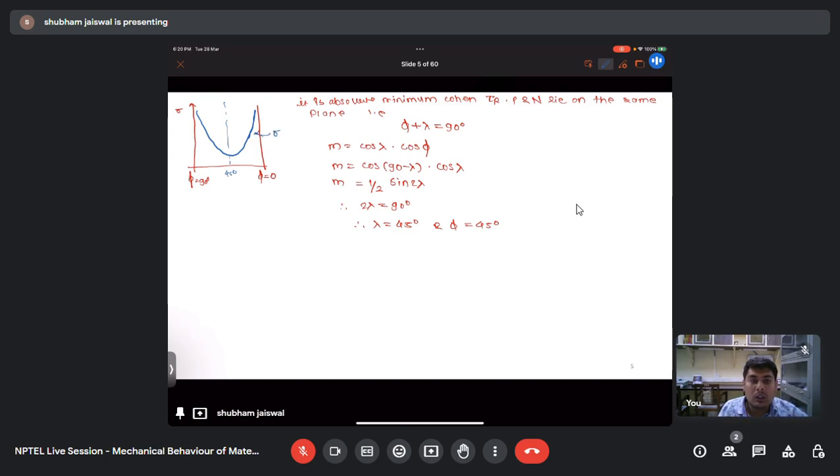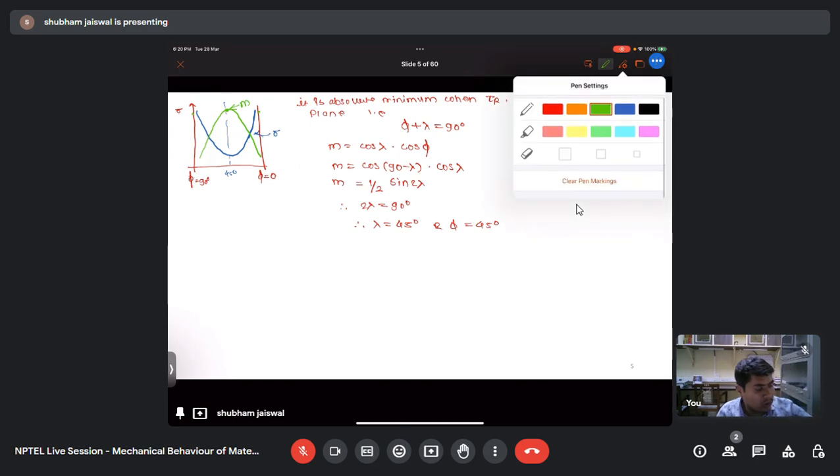Okay, so if we plot the value of m, that is the Schmidt factor, what will we get? The Schmidt factor will be higher at an angle of 45 degree. So if we see here, at the orientations 0 and 90 degree, the stress required is more. So these are the hard orientations. Whereas if we see the region close to 45 degree, the stress required is minimum for the yielding. So we can say that these are the softer orientations.